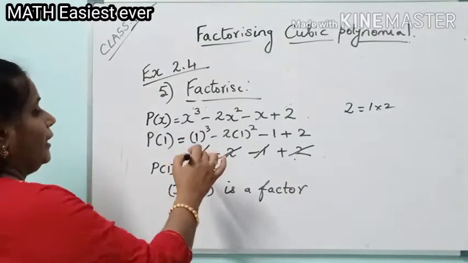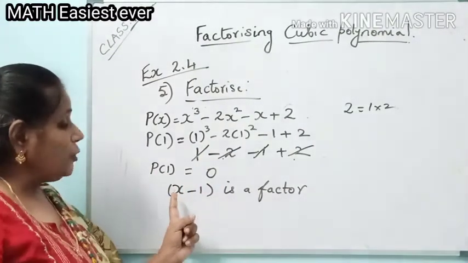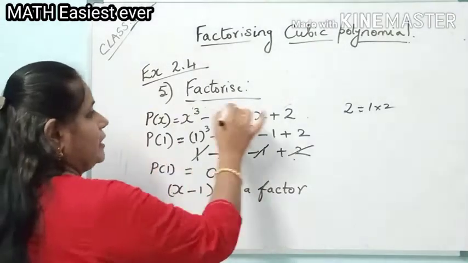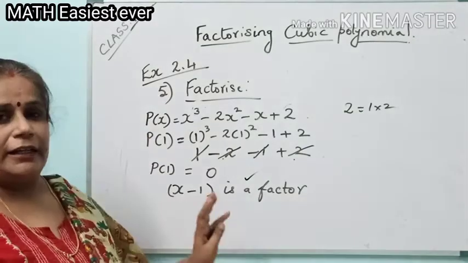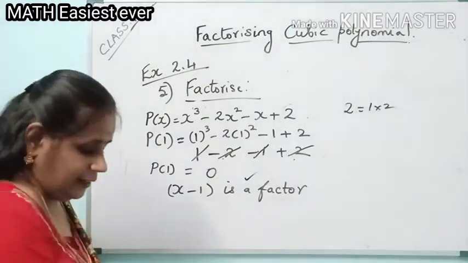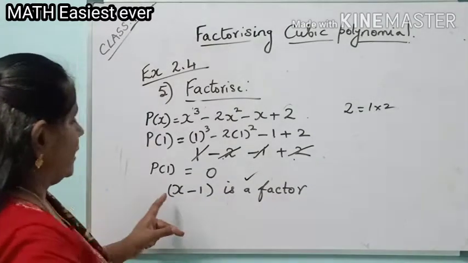Now we got in the first step itself, p of 1 is equal to 0, which shows that x minus 1 is a factor. So for this cubic polynomial, we got one factor. One factor is x minus 1. Now we have to find out the rest of the factors, right? For that, what you have to do is take the first factor x minus 1.